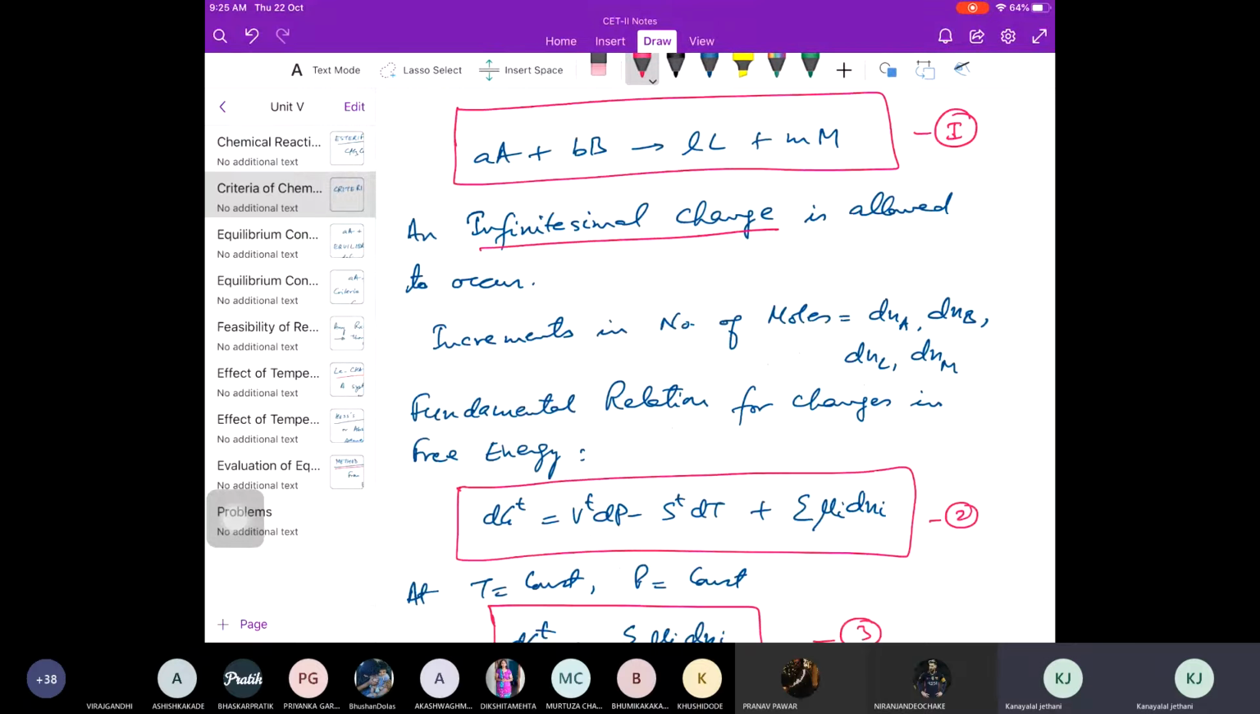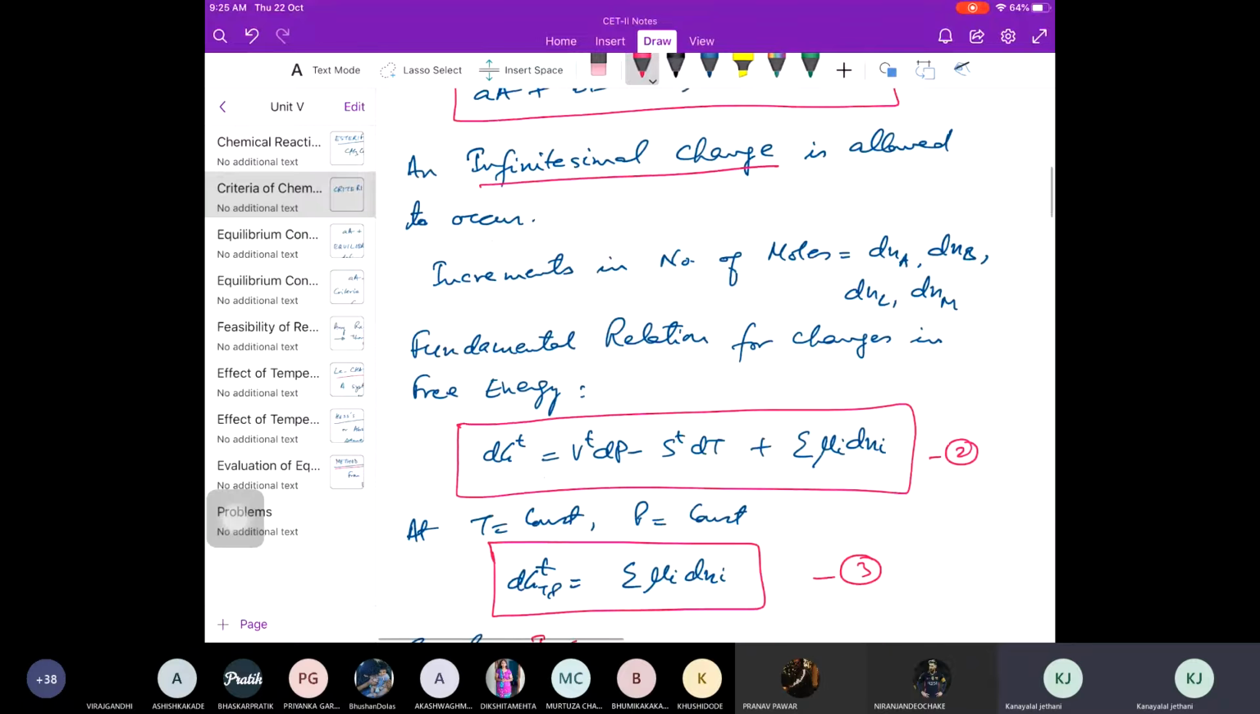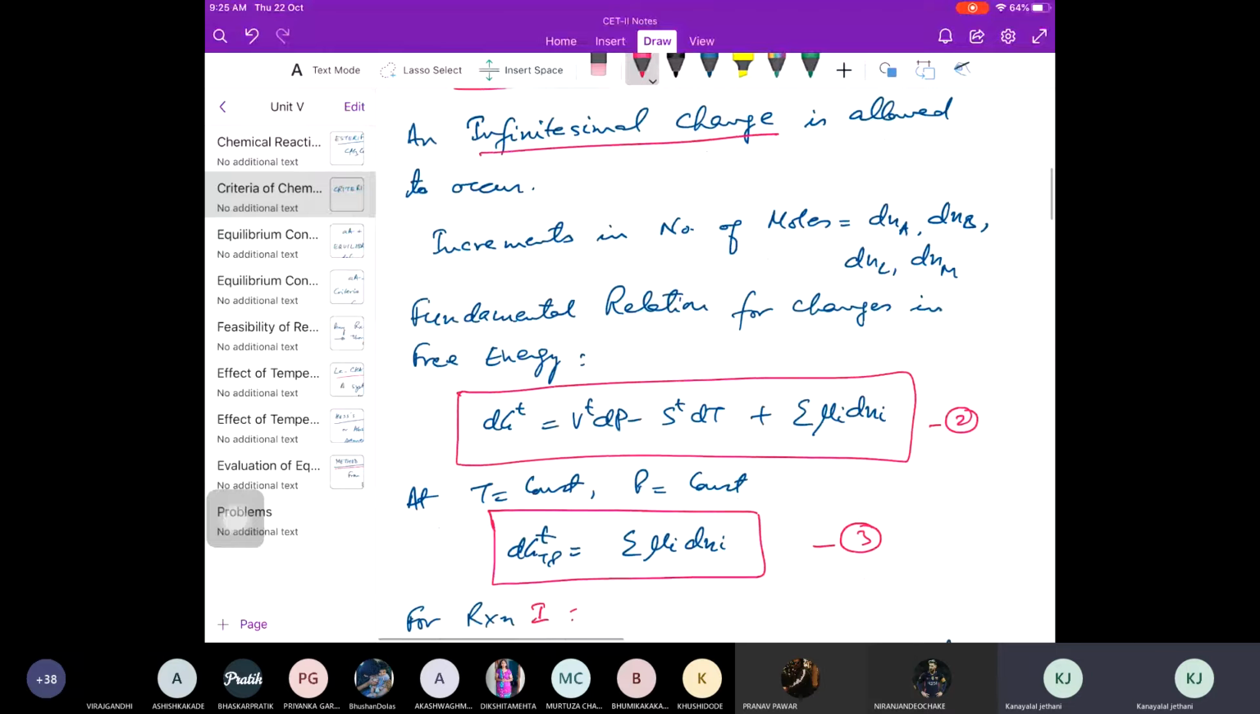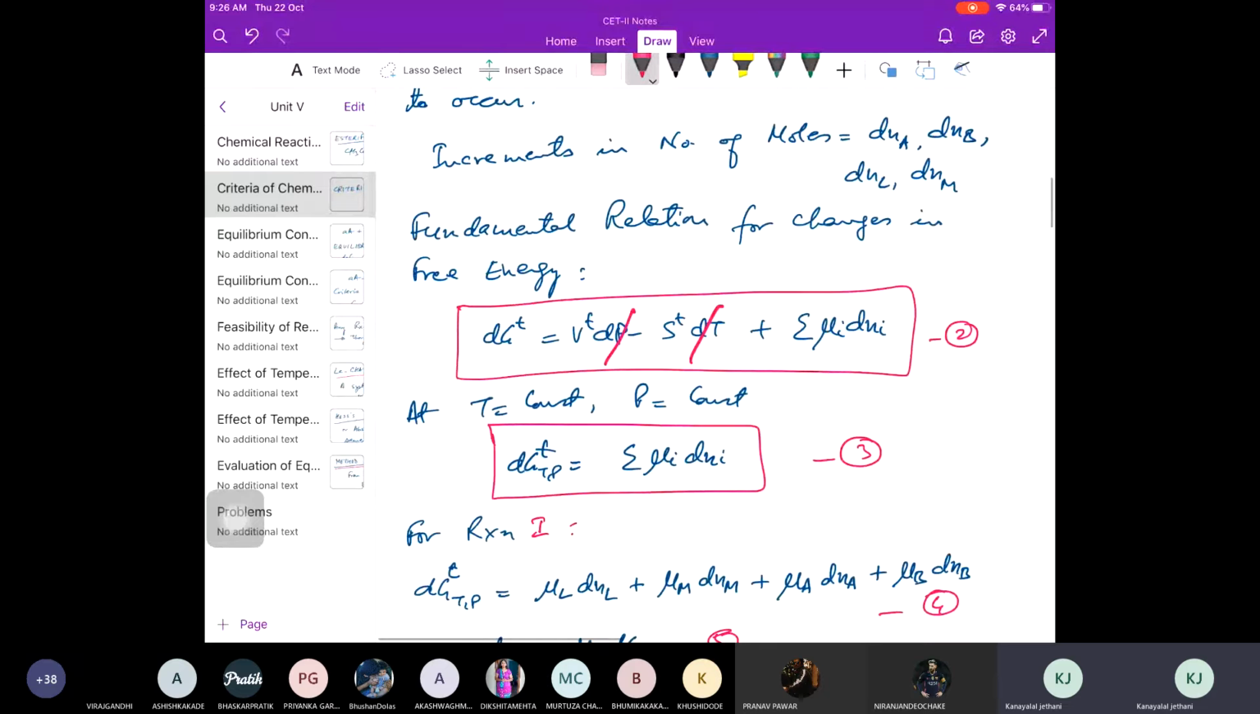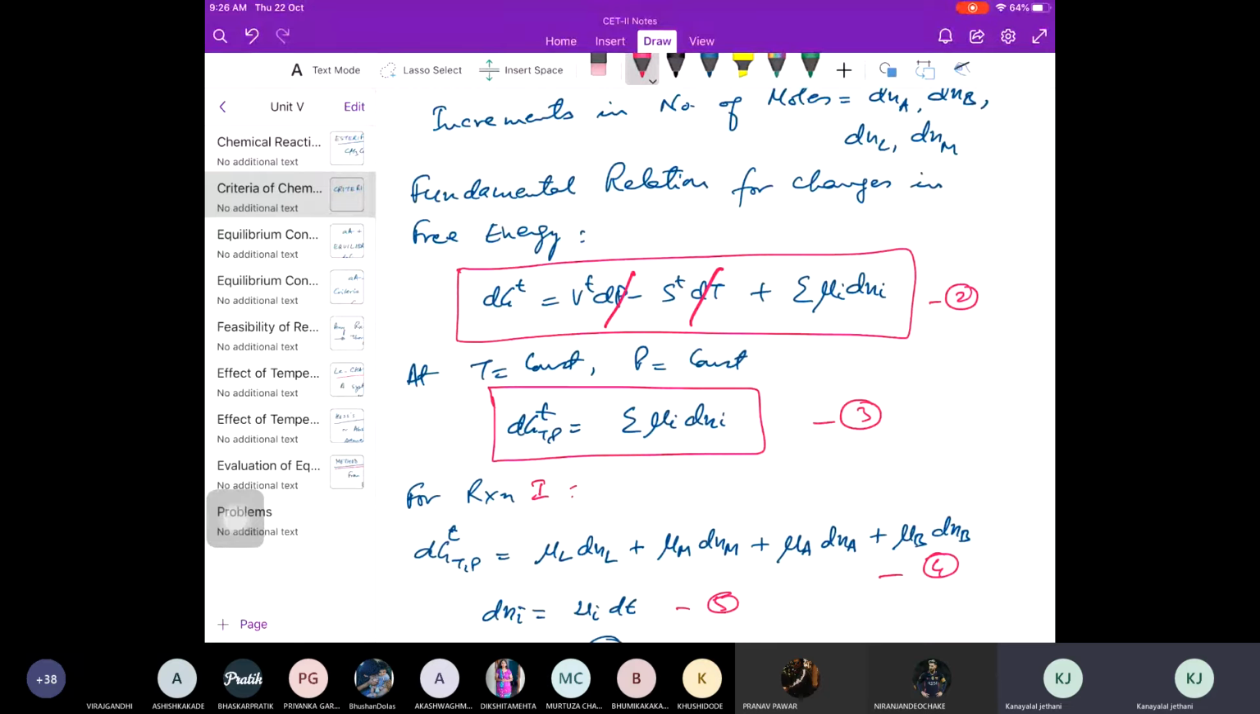The fundamental relation of changes: we have seen this derivation, it is essentially equation 2. dG total is equal to Vt into dP minus St into dT plus summation of mu i into dni. And at constant temperature and pressure, these two terms will go, and what we get is dG is equal to summation of mu i into dni. Okay? Any questions on equation 3?